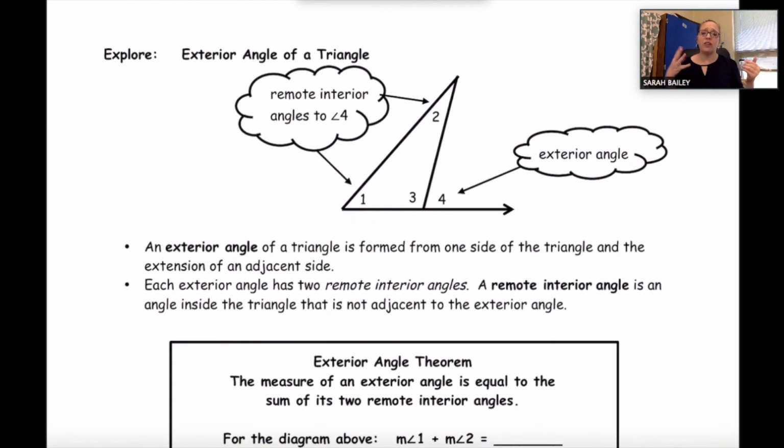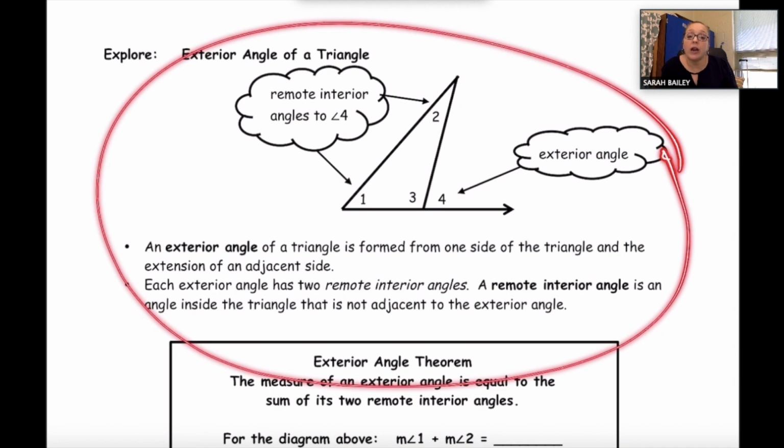Now that we've talked about the interior angles of a triangle, there is some information here about the exterior angle of a triangle. So what I want you to do is pause the video, and this information that I have circled, I want you to read over it. So pause the video and do that now.